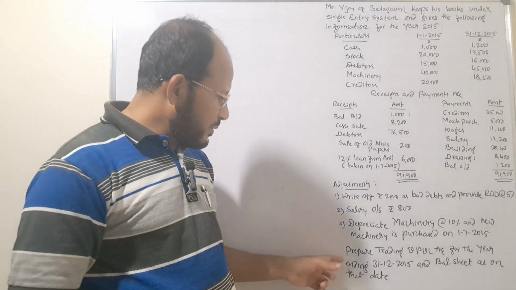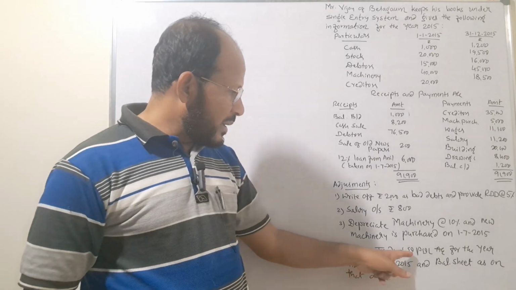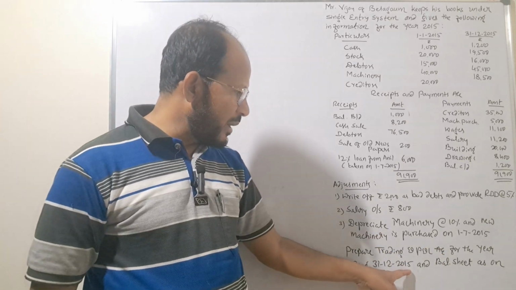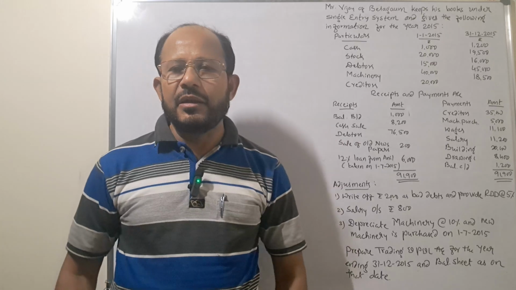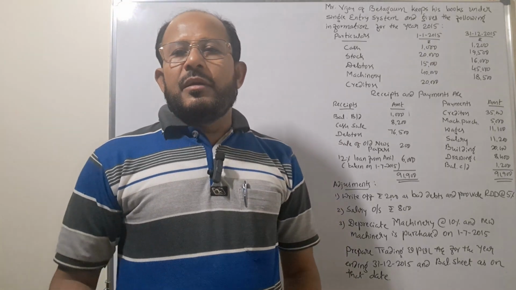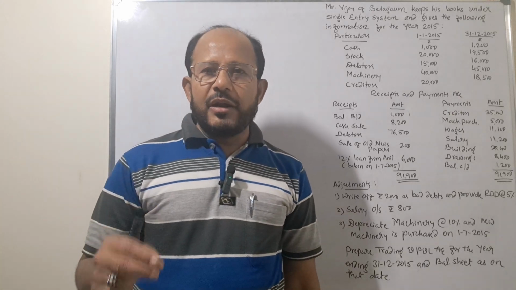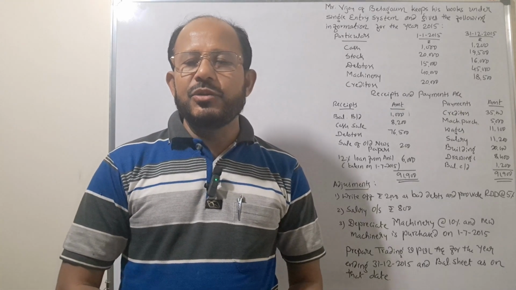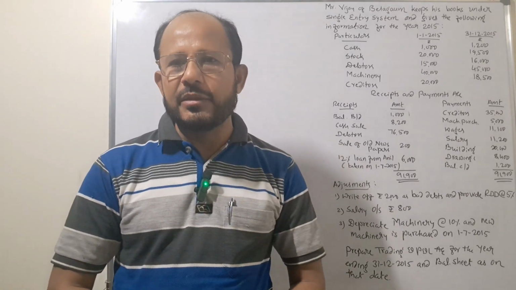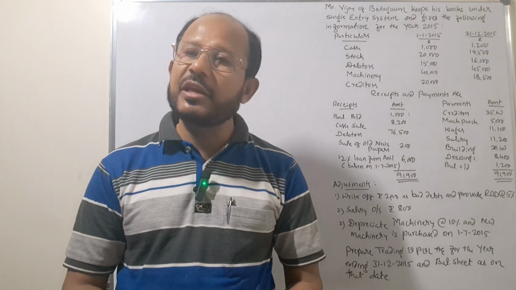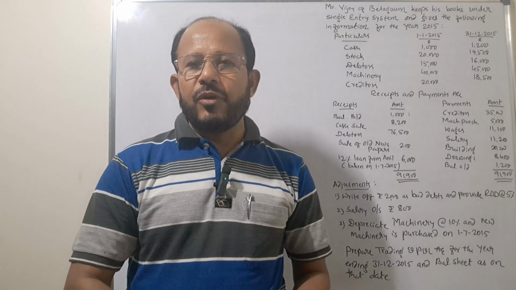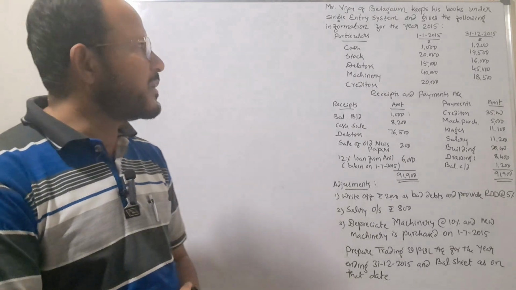These are the adjustments. With this, what we have to do, prepare trading and profit and loss account for the year ending 31st December 2015 and balance sheet as on that date. ಇದರ ಸಹಾಯದಿಂದ ನಾವು ಟ್ರೇಡಿಂಗ್ ಅಂಡ್ ಪ್ರಾಫಿಟ್ ಅಂಡ್ ಲಾಸ್ ಅಕೌಂಟ್ ಪ್ರಿಪೇರ್ ಮಾಡಬೇಕು. ಆಮೇಲೆ ಅದರ ಜೊತೆಗೆ ನಮಗೆ ಬೇಕಾದಂತಹ ವಿವರ, ವಾಟ್ ಎವರ್ ದ ಇನ್ಫಾರ್ಮೇಶನ್ ಈಸ್ ಮಿಸ್ಸಿಂಗ್ ಹಿಯರ್, ದಟ್ ಈಸ್ ರಿಕ್ವೈರ್ಡ್ ಟು ಬಿ ಕ್ಯಾಲ್ಕುಲೇಟೆಡ್ ಆರ್ ಫೌಂಡ್ ಔಟ್ ಬೈ ಪ್ರಿಪೇರಿಂಗ್ ದ ನೆಸೆಸರಿ ಅಕೌಂಟ್ಸ್.